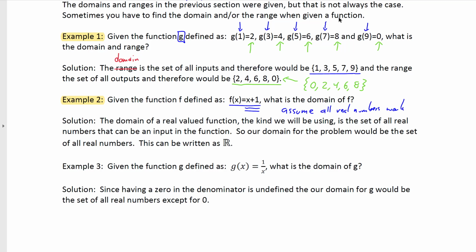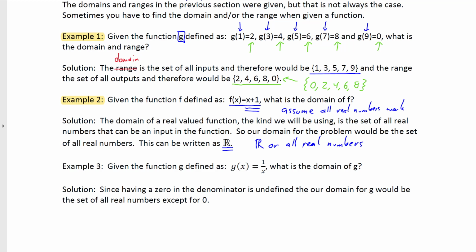So we start by assuming all real numbers work. We try to see if there are any that don't, that break our function. In this case, there aren't any. So we end up with the answer of all real numbers. They've written it with this R here, so you could write R, or you could write all real numbers. If you write all real numbers, make sure you include the word real. All numbers is incorrect. All real numbers is what we want to write there.